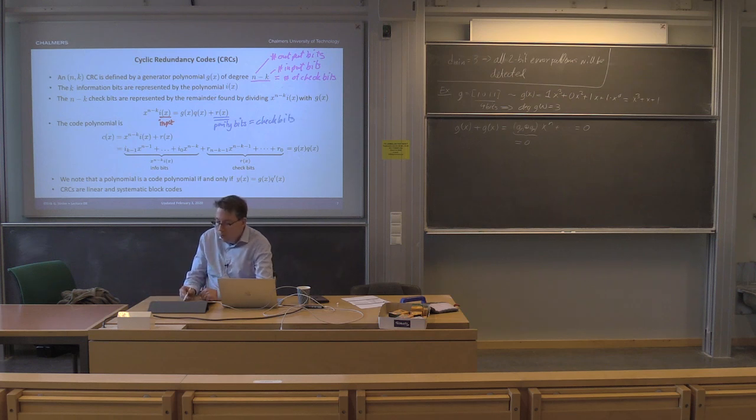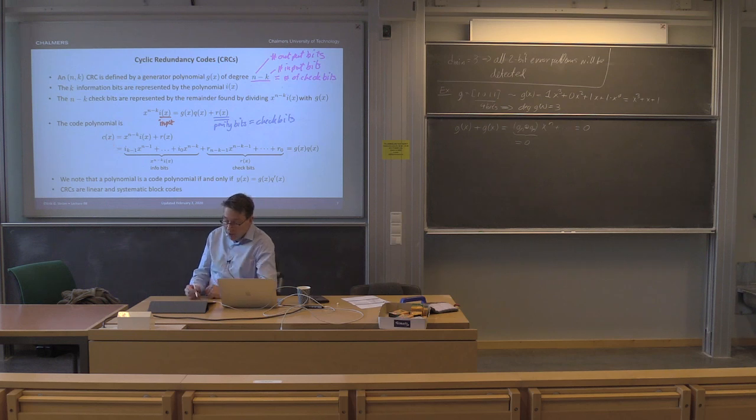Okay. We don't care about Q. Q is just a side effect of the calculation here. So input, left shift, divide by G, keep track of the remainder. That's what we want to do. And once we have the remainder, we add that to the information bits, and then we have the code word.